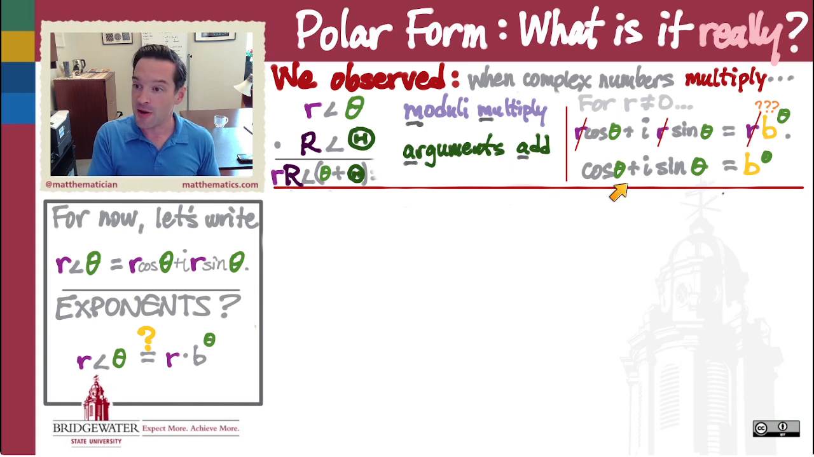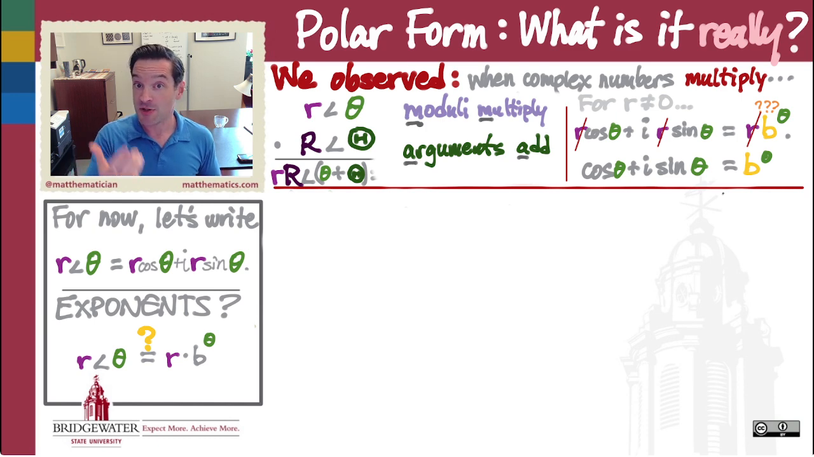So our question is, what base b is going to make it so that b to the power theta is the same as the cosine of theta plus i times the sine of theta? I don't know what's going on on the right-hand side here yet. That's kind of the point of this video, to figure out what b is. But I do know some stuff about the left-hand side. I do know how the cosine and the sine of an angle can be expressed in a different fashion.